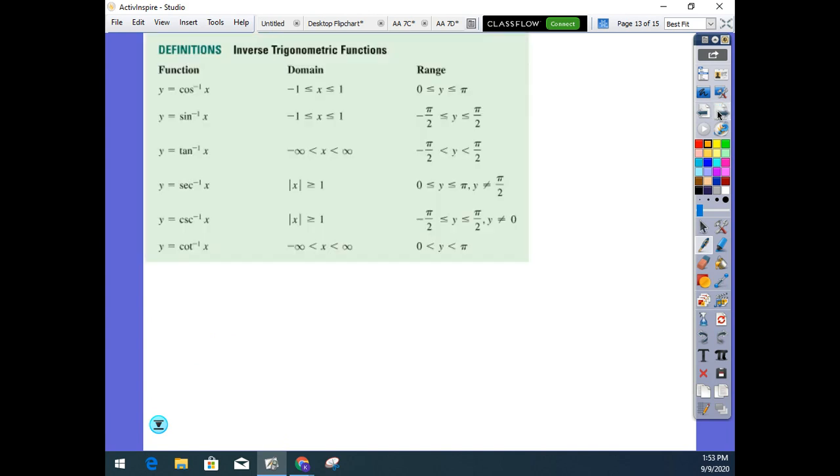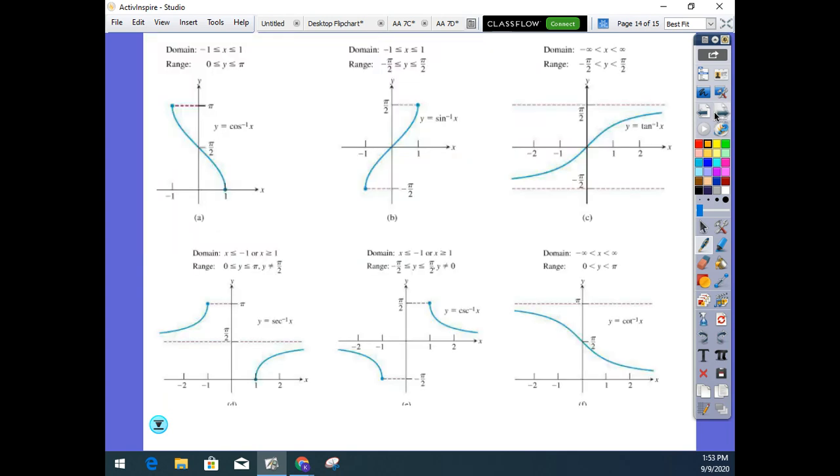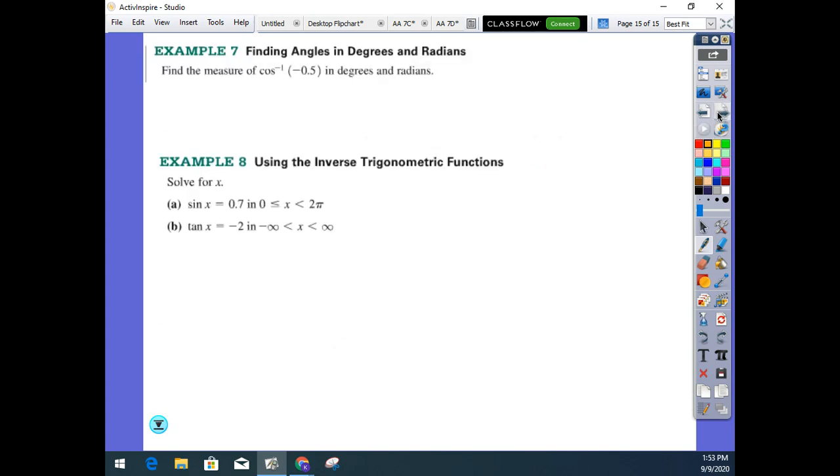So this gives us the domain and range for our restricted values. I wouldn't worry about this. If you kind of highlighted your graphs, that's going to be good enough. And this is the actual graphs themselves, which can be kind of confusing, but they're a good reference. All right, last two examples.